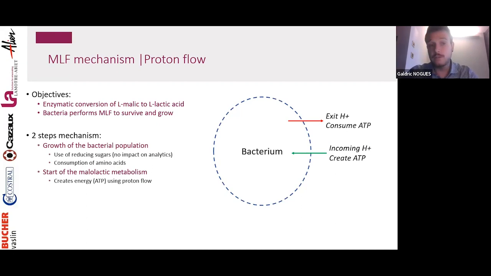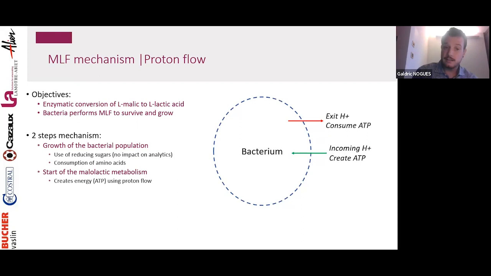And it all relies on the enzymatic conversion of L-malic acid to L-lactic acid. So it starts with two steps. First, there is a growth of the bacterial population. They use a little bit of reducing sugars, which you most of the time don't even see on the analytics. And then they consume amino acids, basically the rests of the yeast after fermentation, or the kind of amino acids that you can add to feed the bacteria.